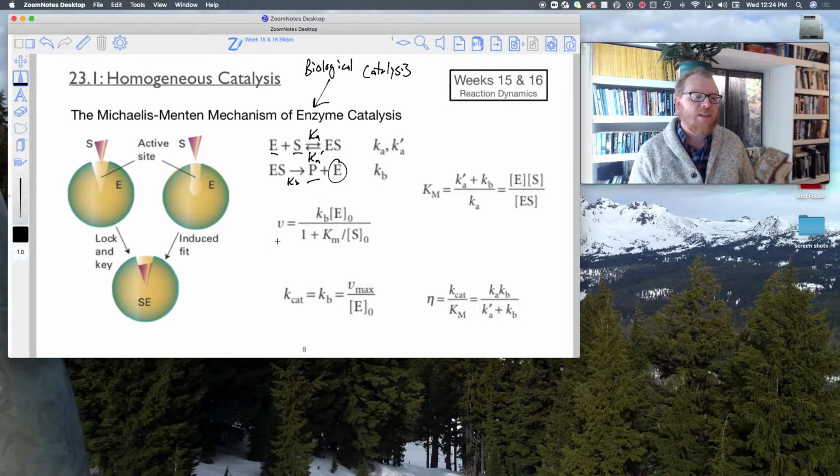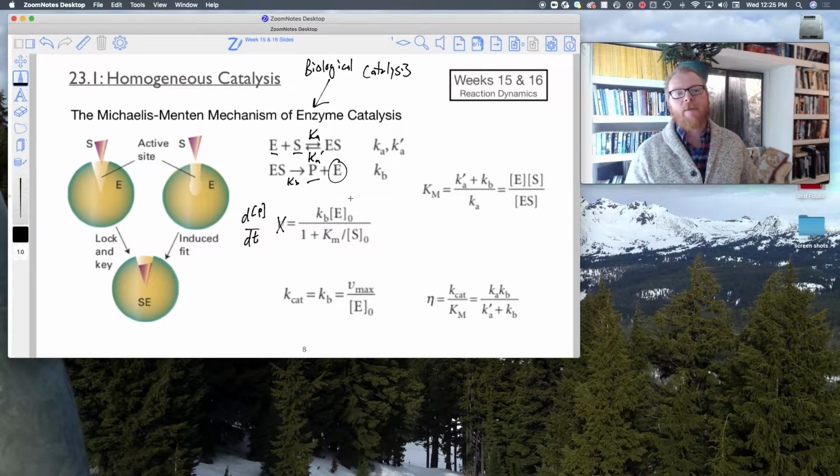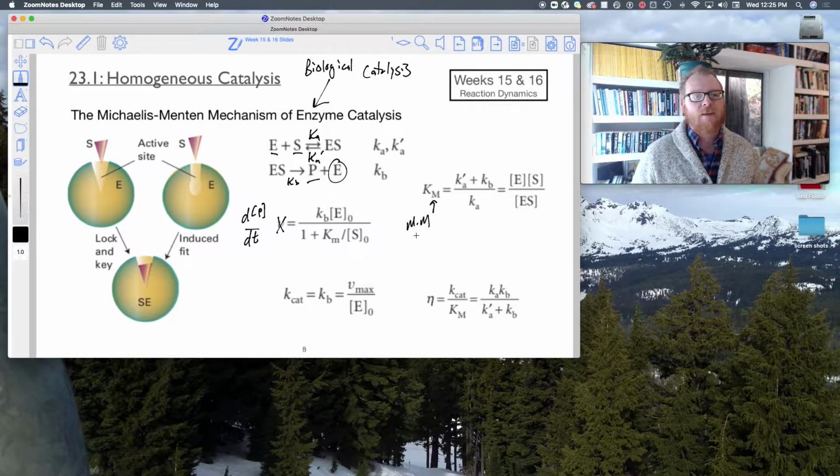So Atkins uses this V to describe rate. I haven't been using that. So it is observed through this mechanism, that I'm not going to go through and derive, that the production of stable product, dP by dt, equals Kb times the initial enzyme concentration over 1 plus this Km divided by the initial substrate concentration. I'm not going to show the derivation, but this Km is what's referred to as the Michaelis-Menten constant. I'll just say MM constant.